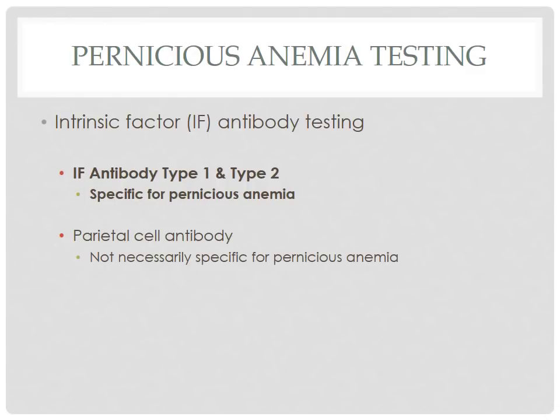So this is the information on the pernicious anemia testing, intrinsic factor antibody tests. There are 2 different types of intrinsic factor antibodies, type 1 and type 2, which are both very specific for pernicious anemia, and those are the most common tests used now. There's also an antibody test for antibodies against the parietal cells of the stomach, and this could indicate pernicious anemia, but it's not specific to pernicious anemia.